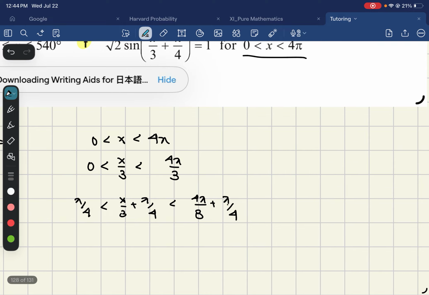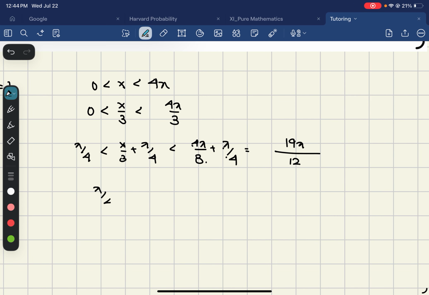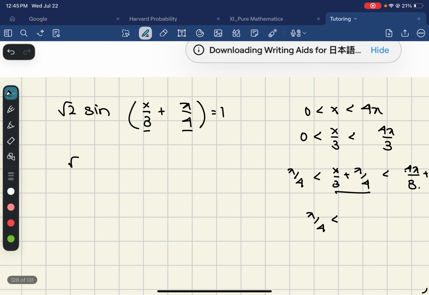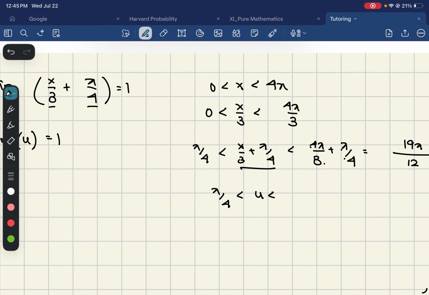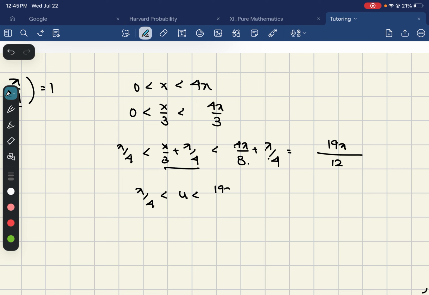And if you simplify this as a fraction, this is going to be 16 pi. 4 times 4 pi is 16 pi. 3 times pi is 3 pi. 3 times 4 is 12. So this is going to be 19 pi by 12. So if I call the angle that I'm working with u, then u is between pi over 4 and 19 pi over 12. So that is something you need to remember.